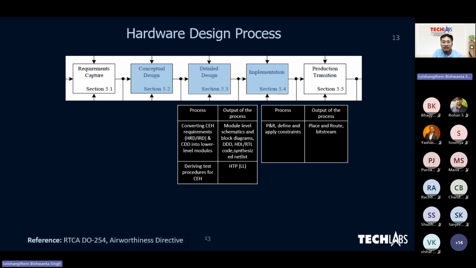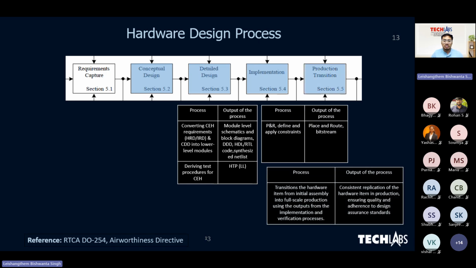Once we are done with the implementation and we have done the testing and verified everything, only after that can we move on to the product transition. What happens in product transition is that your design is verified and proven, and you have all the evidence in the form of simulation data, linting data, or any other form, including physical actual hardware testing data. So now you're sure that your design is functioning properly.